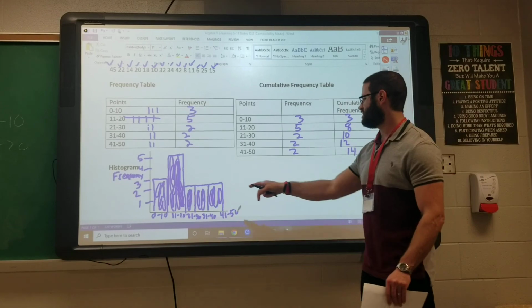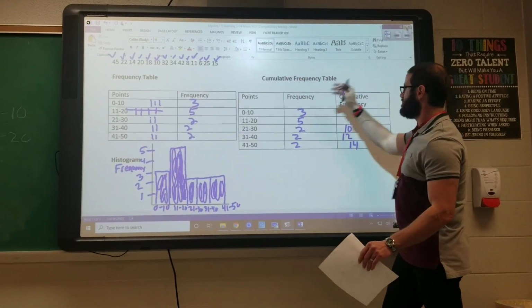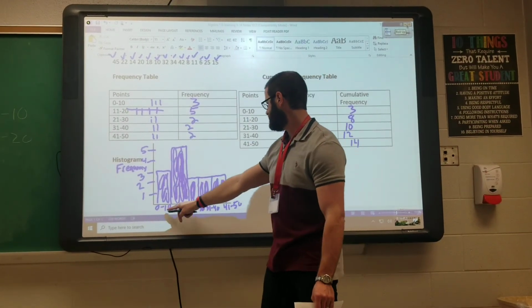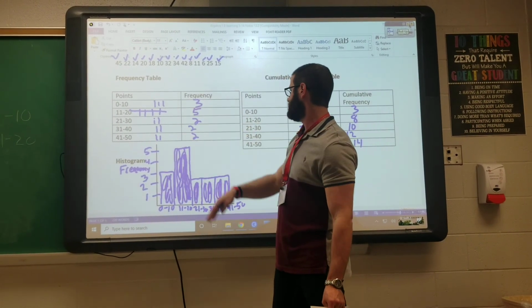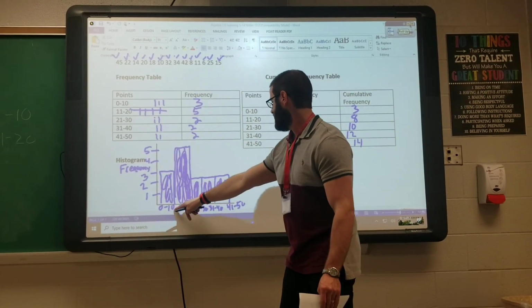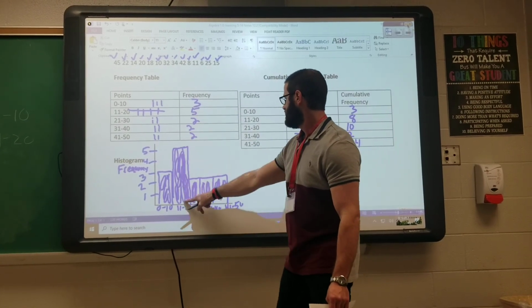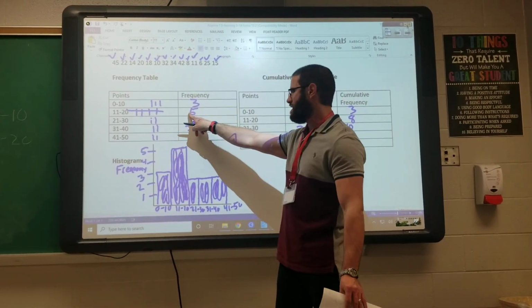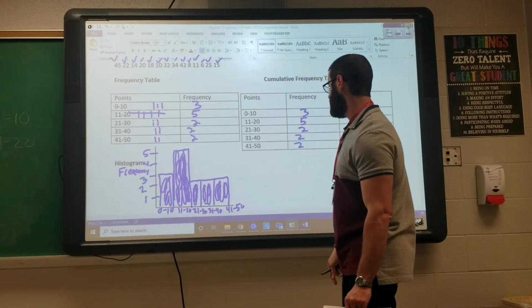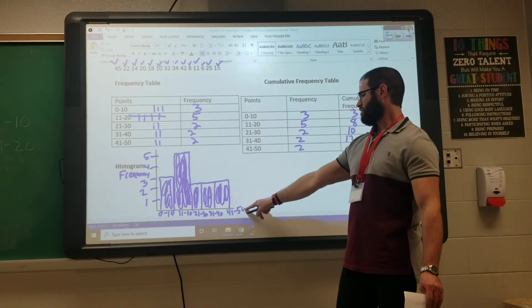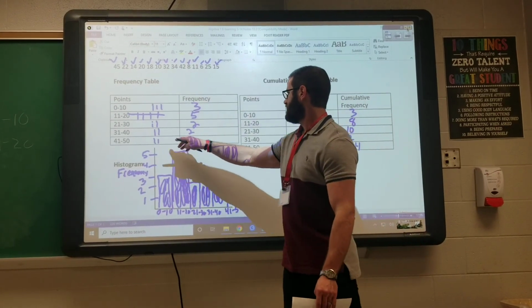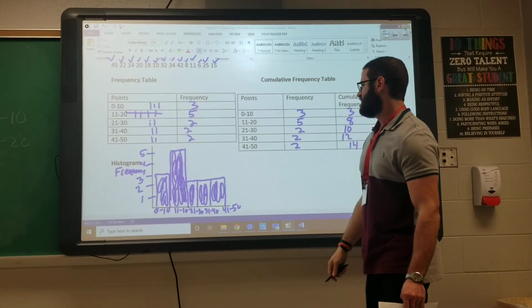So that is a histogram. Again, just a visual representation of the frequency table. So 0 to 10, it's 3 units high because we have 3 values in that interval. From 11 to 20, we're 5 units high because we have 5 values in that interval. And all these, 21 to 30, 31 to 40, 41 to 50, are all the same height because we only have 2 in each of those.